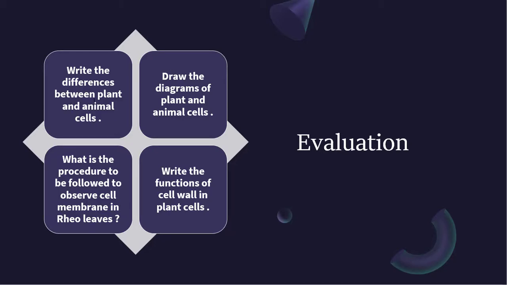Write the differences between plant and animal cells. Draw the diagrams of plant and animal cells. What is the procedure to be followed to observe the cell membrane in Rhoeo leaves? Write the functions of the cell wall in plant cells. Okay children, don't forget to write the answers for these questions.